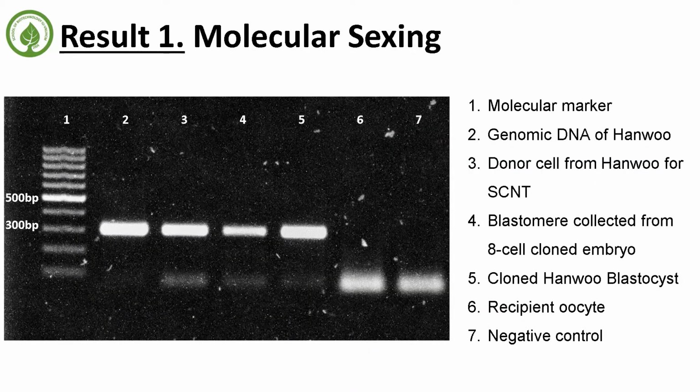This is the result of molecular sexing. It shows that the cloned blastocyst and blastomere both show the signal of the Y chromosome, the same as the male donor cell. However, the recipient oocyte did not. This can tell that the cloned embryo might have the same characteristic as the donor cell. However, this is not enough to conclude that the cloned blastocyst or blastomere belongs to the donor cell.